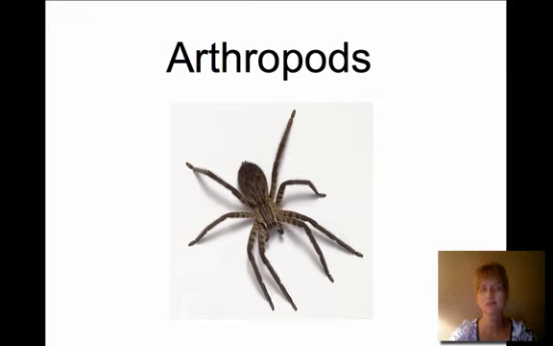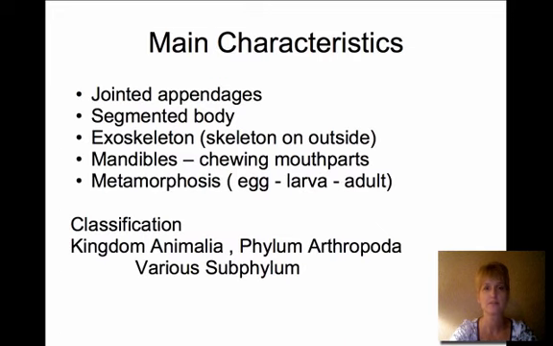All right, we're going to move on to arthropods, and this is a vast phylum of animals. There are an incredible amount of different animals and diversity within this phylum. But their main characteristic that they share is that they have jointed appendages. So appendages would be kind of what we would consider arms or legs. It's anything coming off of the main body.